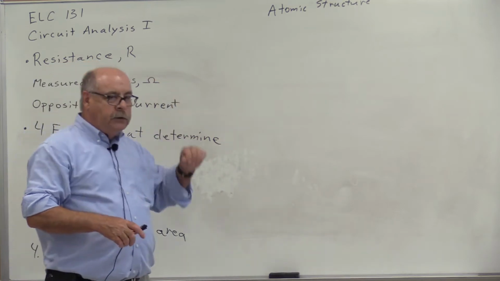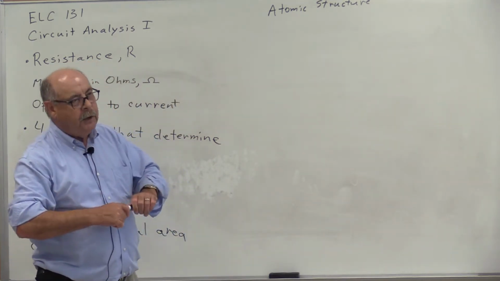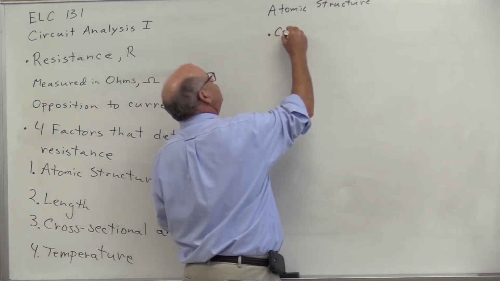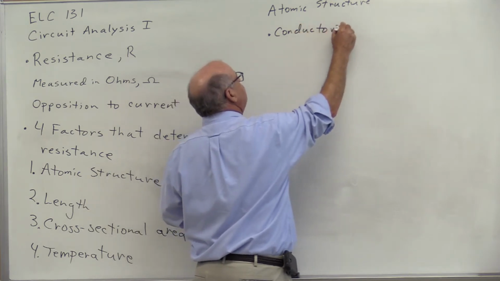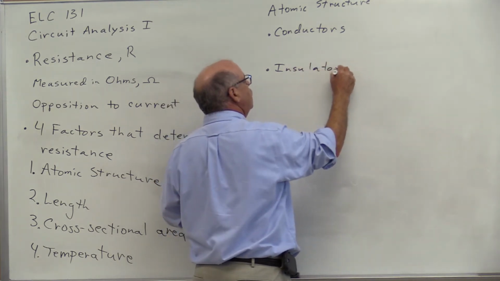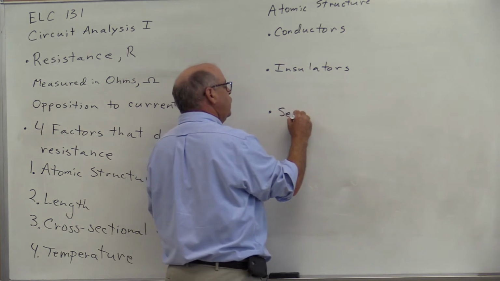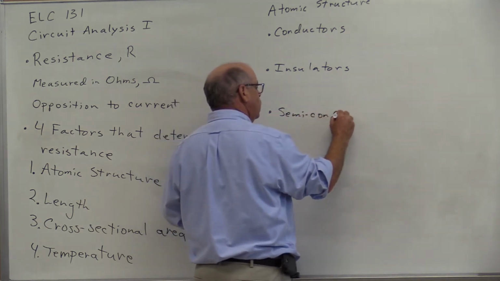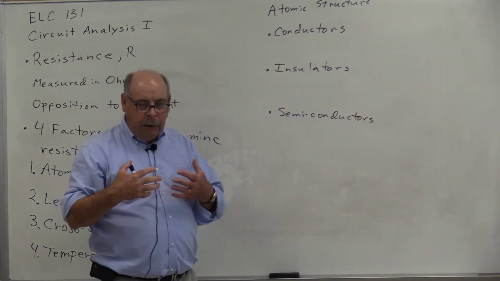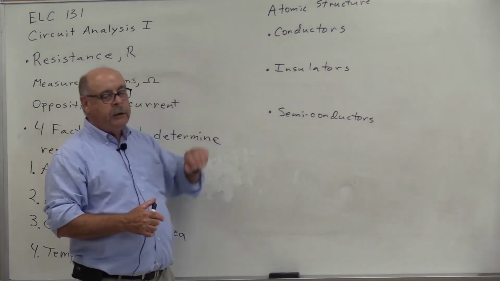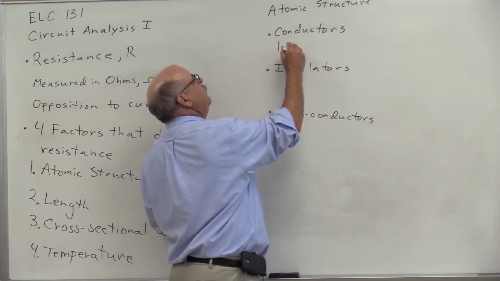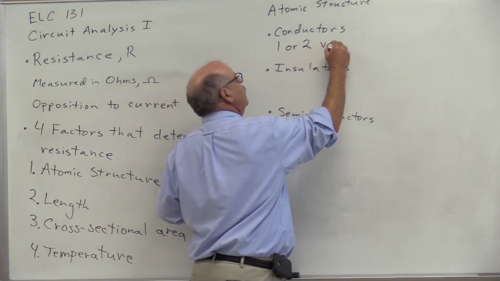And in the world of electricity, we categorize or classify materials in three broad categories. Those are conductors, insulators, and semiconductors. Now, the elements that we consider to be conductors are metals, and they all have in common the fact that they have either one or two valence electrons.